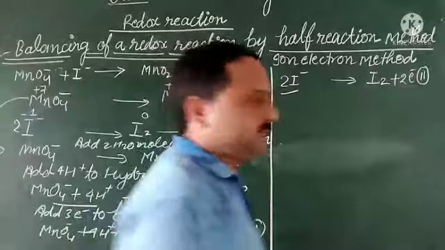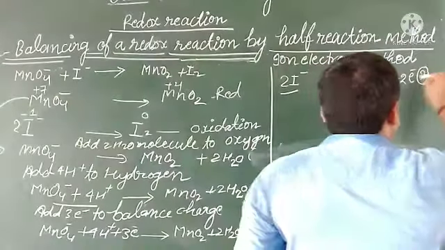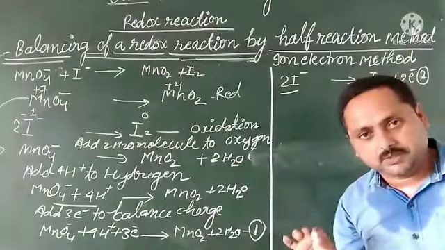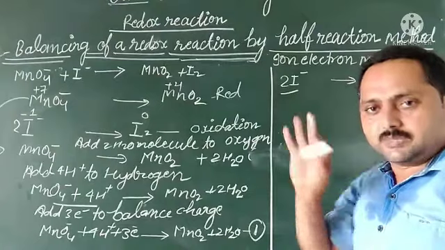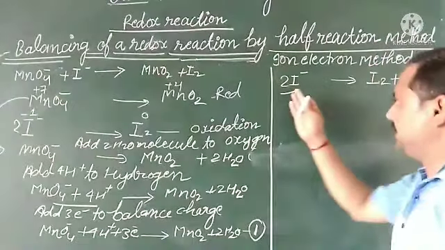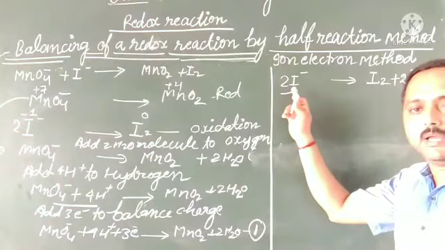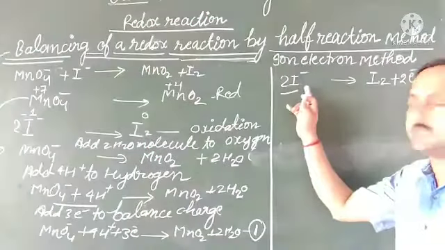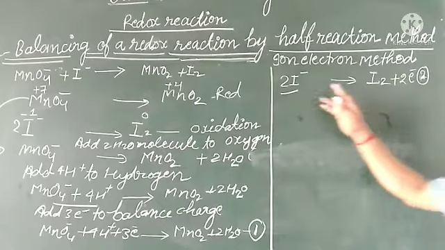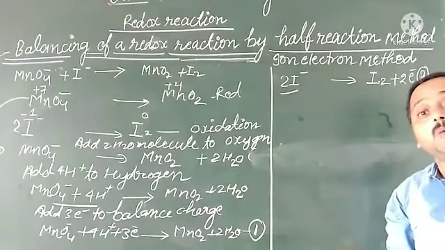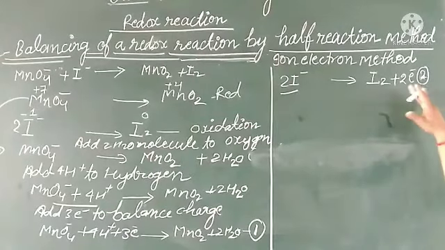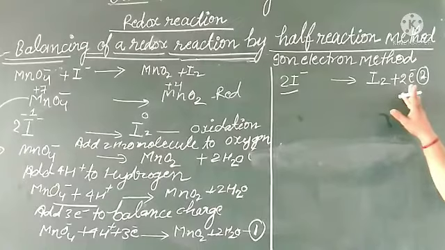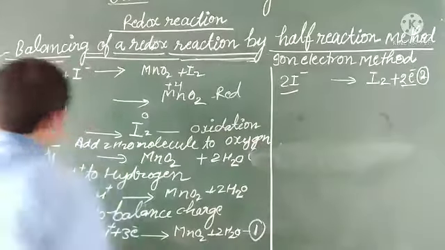Till here, any doubt? Some students have doubt, so I will explain it again. Here 2I minus, and this side I2. That side has minus 2 charge, and when it is balanced, minus 2 charge is there. So this side also there will be minus 2 charge. So for balancing the charges, we have added 2 electrons.